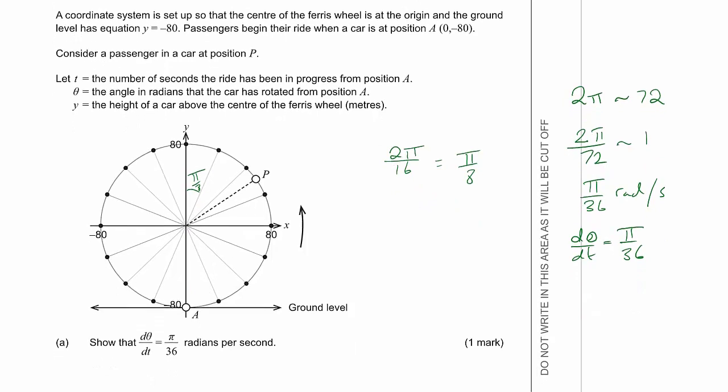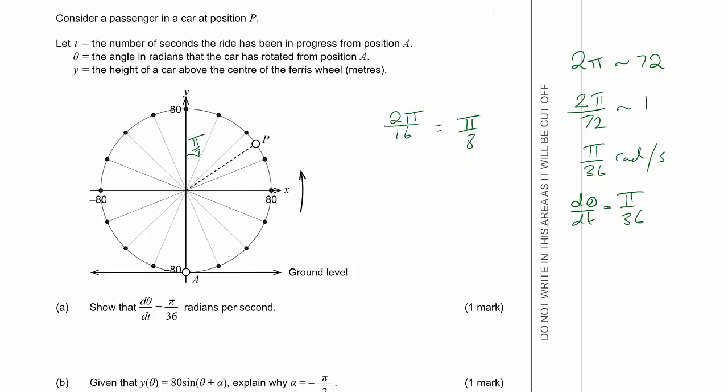So, coordinate system is set up so that the center of the Ferris wheel is at the origin. We can see that. And ground level is y equals -80. We can see all this on the diagram. Consider a passenger car at position P. And we can see that in the diagram just here. Let t be the number of seconds the ride has been in progress from position A, which is down here at the bottom.